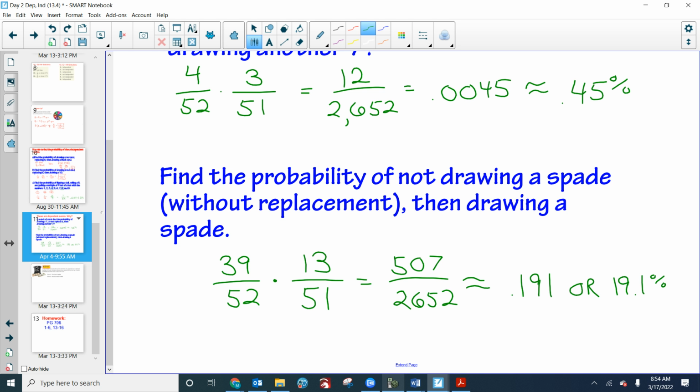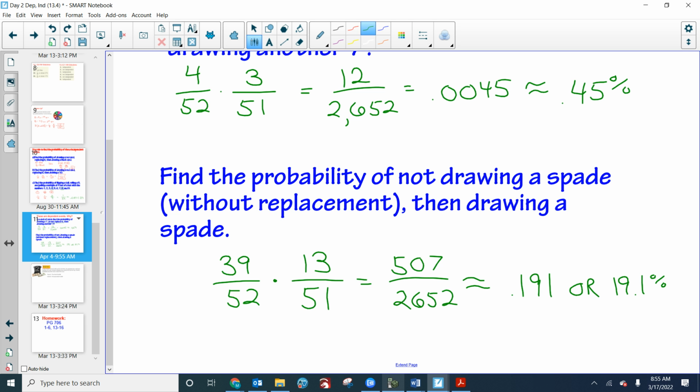Tough. Why couldn't we write 3 over 4 for the probability of not drawing a spade? Is 39 out of 52 3/4? But wouldn't that change the multiplication answer in the end? No, it'll just give you a more reduced form of that number. Yeah. All right.